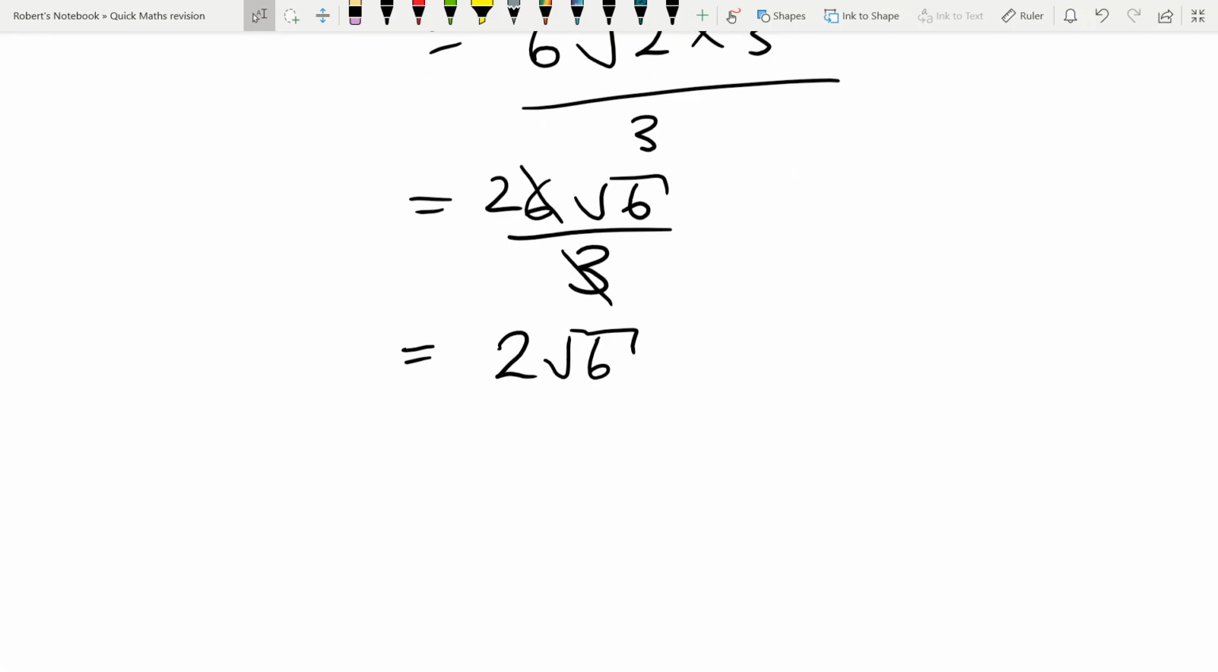And if you're not sure as to why this has definitely been rationalised, this is the same as 2 root 6 over 1. And as you can see, 1 is the whole number in this case, and we've got rid of all of our surds on the bottom.